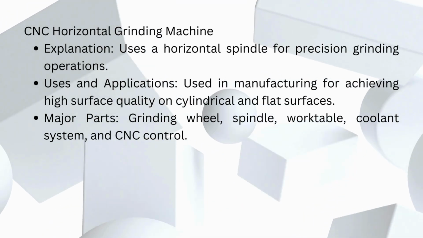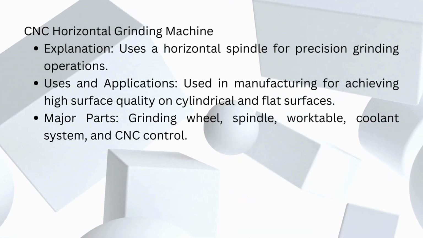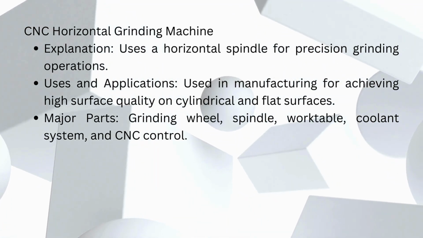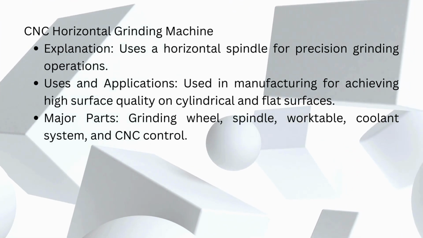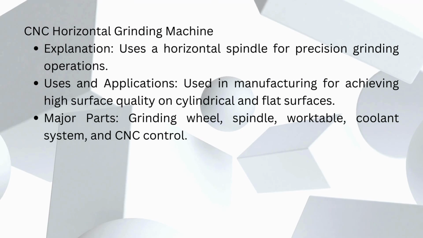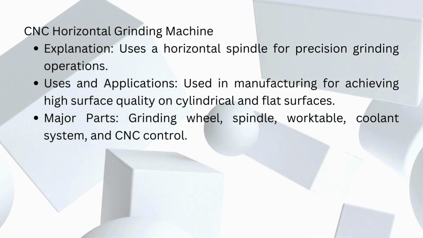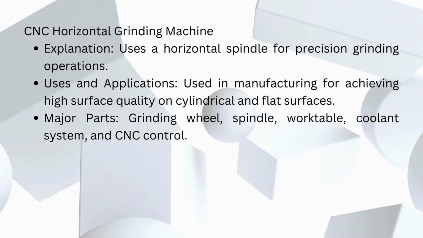CNC horizontal grinding machine. Explanation: uses a horizontal spindle for precision grinding operations. Uses and applications: used in manufacturing for achieving high surface quality on cylindrical and flat surfaces. Major parts: grinding wheel, spindle, work table, coolant system, and CNC control.